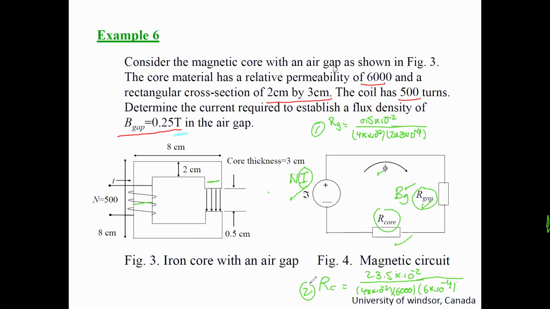No, it's clear. So now we know what RG is. We know the R core. BG is given. I is given. Sorry, we need to find I. Yes, we need to find I. N is given.